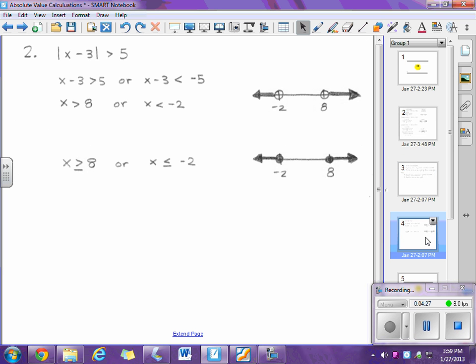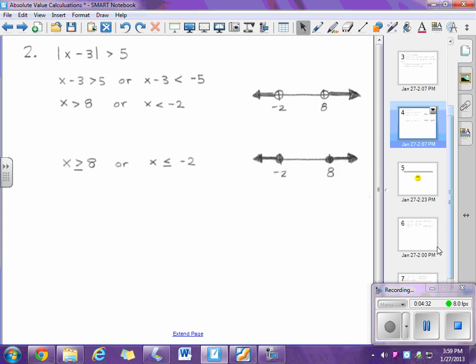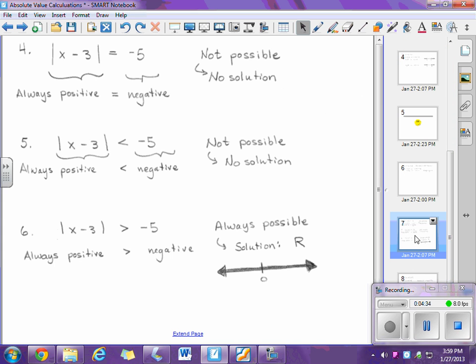Well, that's not it. Let's go down a little bit further. Here it is. Example 4. We've got absolute value of x minus 3 is equal to, and this time, see how it's different from that first example, we've got a negative value on the right. We've got something on the left that's always positive, an equal sign, and on the right, something that's negative. That just can't be true. It's not possible, so we say there's no solution.